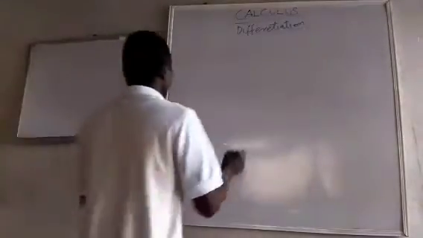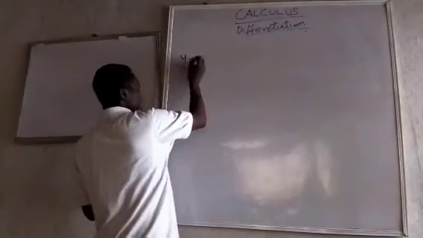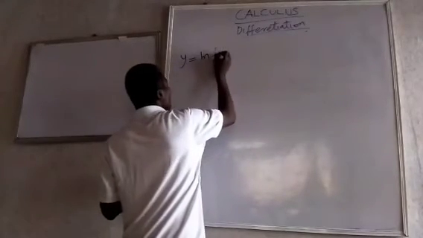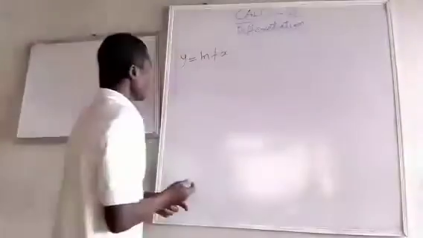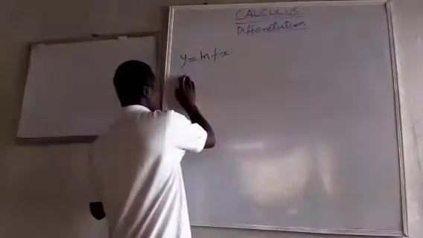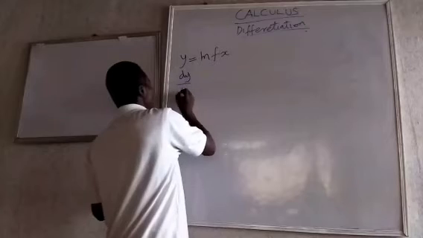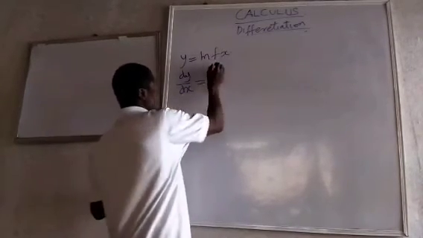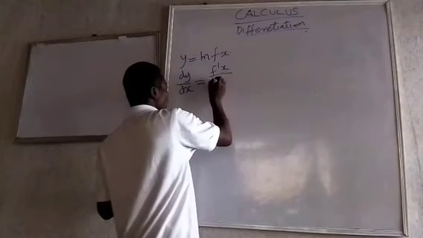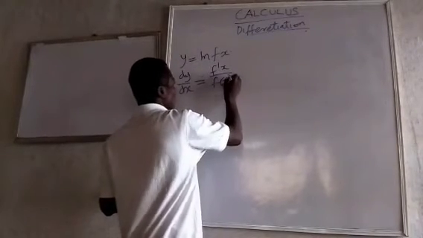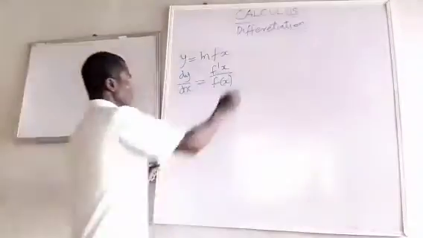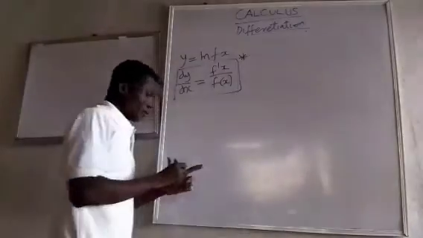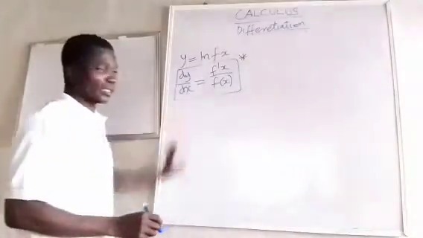Now let's look at another one. Then we have y equals ln f(x). We are going to have something like this: dy/dx at the end of the day is going to give us the differentiation of f(x) over f(x). You get it? Just let me asterisk this. Don't worry, but just keep it in your journal.